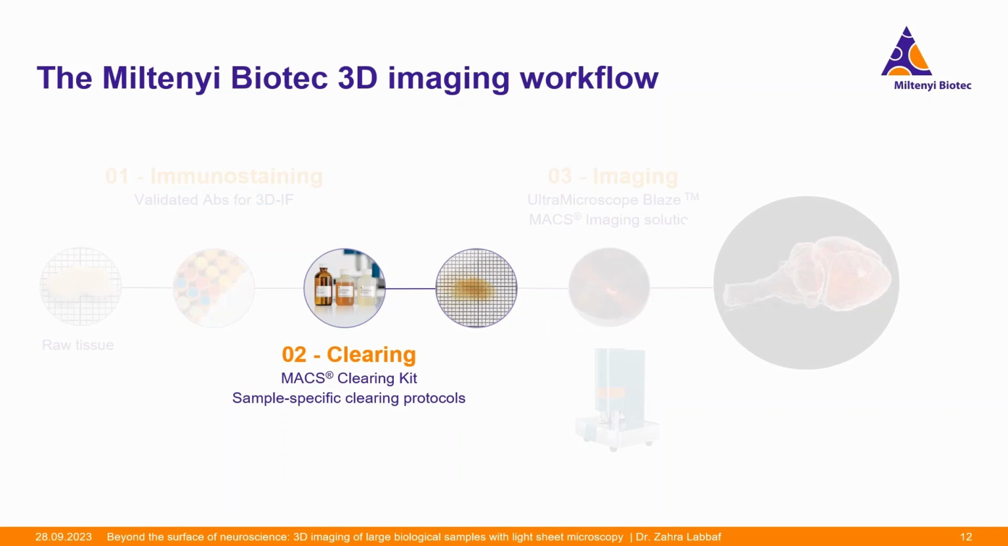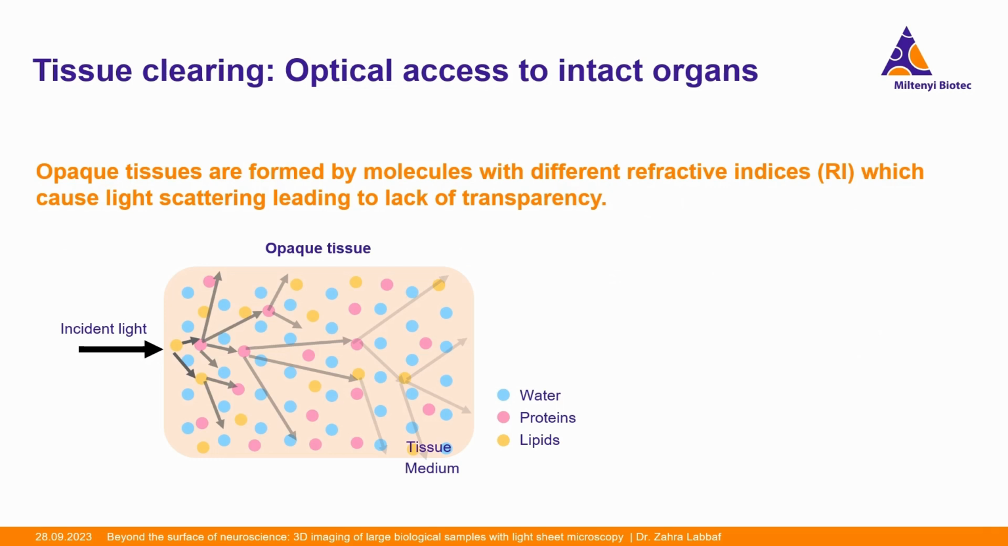The second step of the 3D imaging workflow is clearing. Now let's see how tissue clearing works and why do we even need to do tissue clearing. For 3D imaging, light has to pass through the sample. However, tissues are inherently opaque and light cannot pass through. The reason is that tissues consist of molecules with different refractive indices, such as water, proteins, or lipids. Therefore, as light travels through the tissue and encounters these different molecules with different refractive indices, it gets scattered, and this leads to lack of transparency.